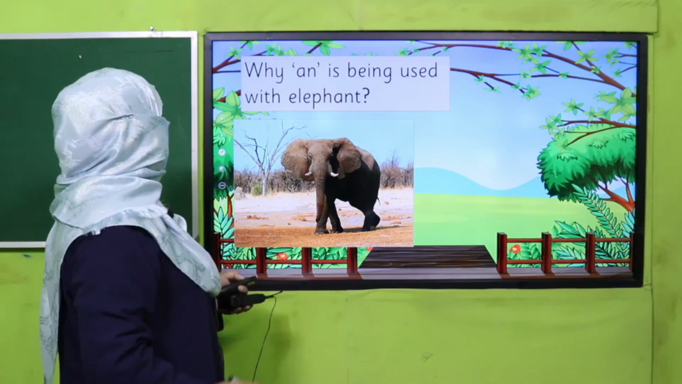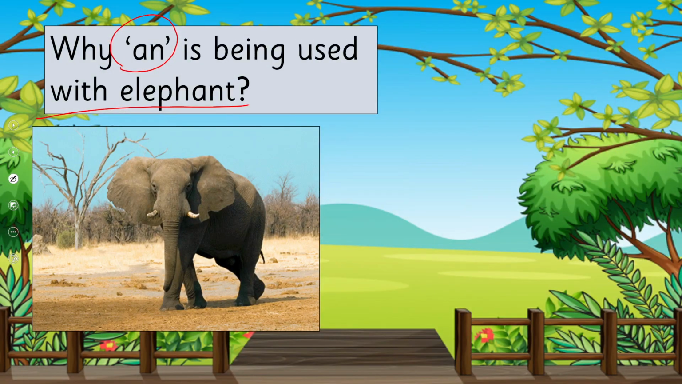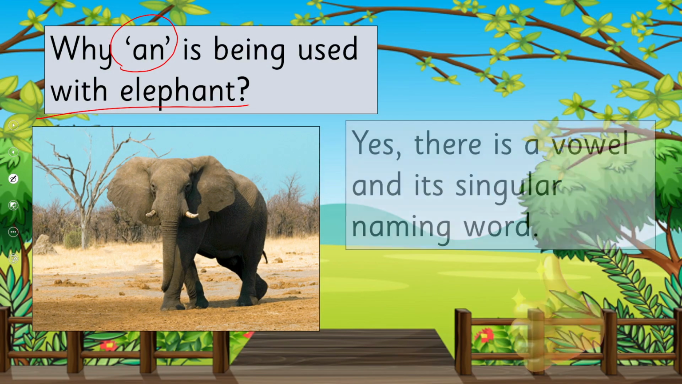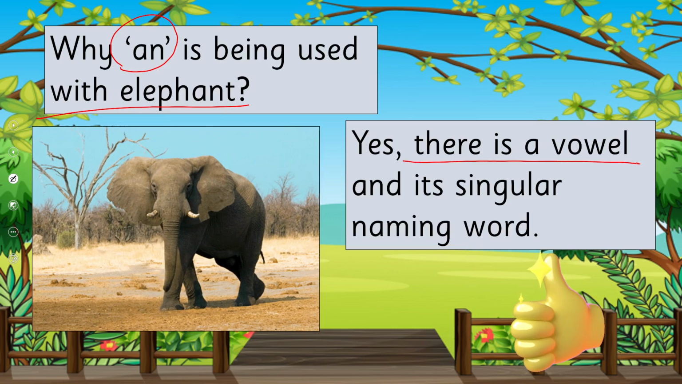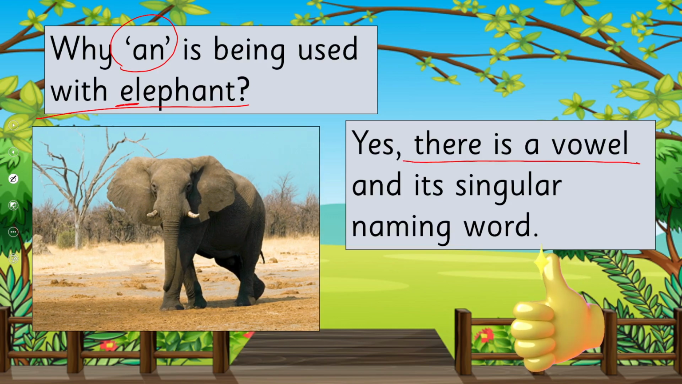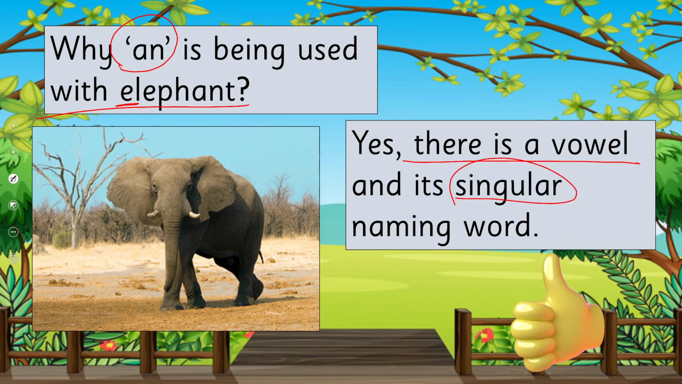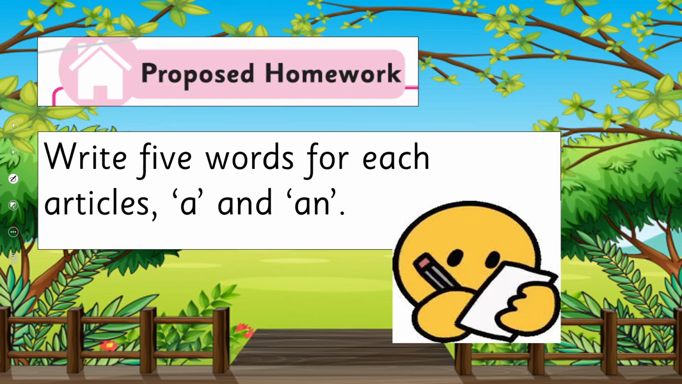And why is an being used with elephant? What is the reason? Yes, there is a vowel sound. The initial sound is vowel and it's singular. That's why we use an with it. An elephant, right? So it's time for your homework.